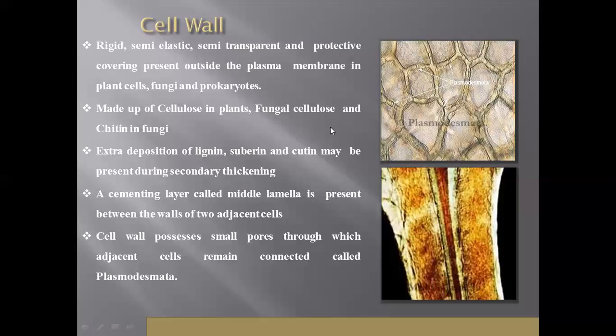Here in the diagram, you can see plasmodesmata, and this one is middle lamella, the space between two cell walls. Cell wall possesses small pores. Now as a cell wall is impermeable, right? So if this cell has to communicate to the adjacent cell, then how will it communicate? There is some gap inside the cell walls, and these gaps are known as plasmodesmata.